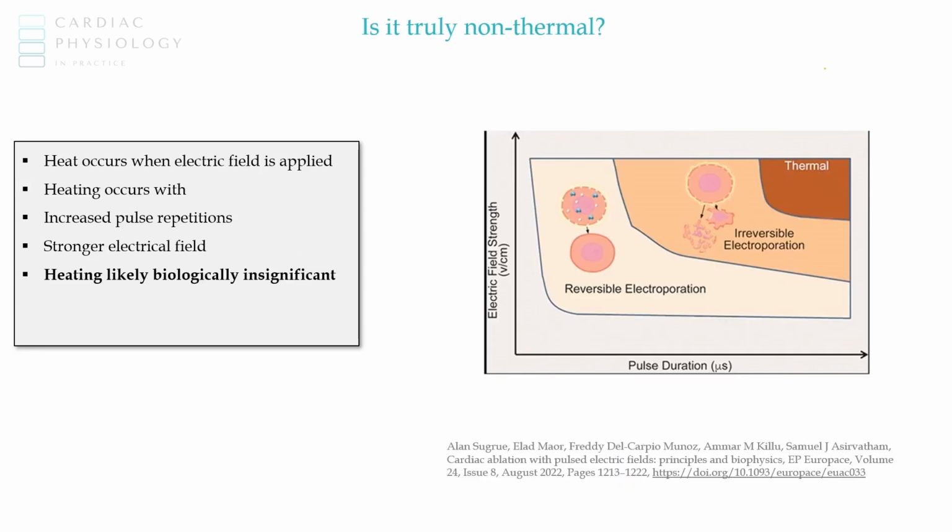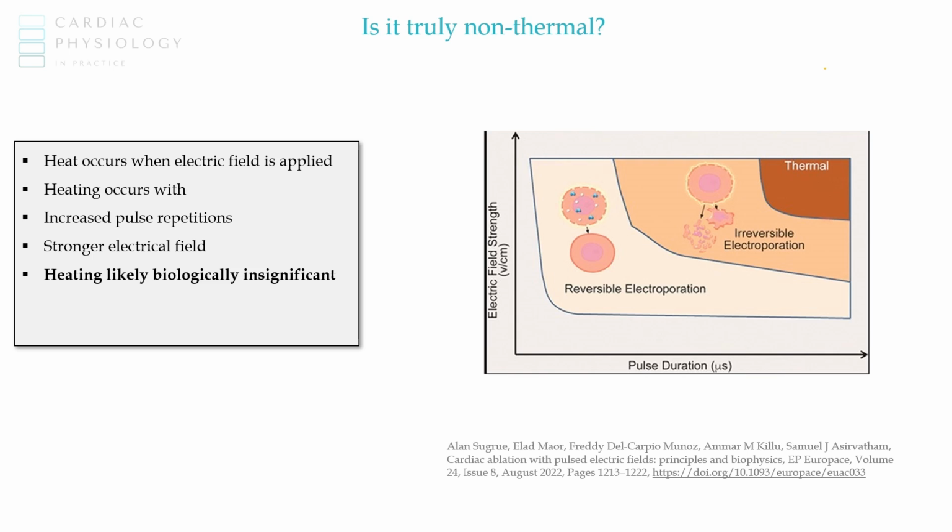Unlike cryoballoon ablation or radiofrequency ablation, PFA does not rely on tissue heating to cause damage to the myocardial substrate. It is important, however, to note that heating does occur when electrical fields are applied to cells, and this heating is increased, as we discussed before, with increasing pulse repetitions and also an increase in the amount of voltage.